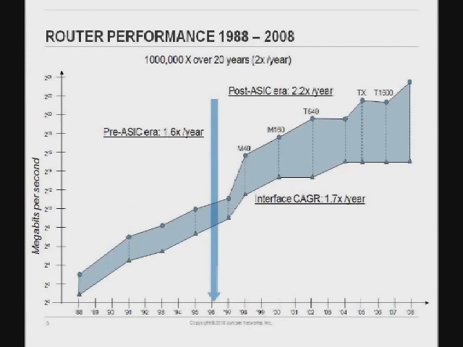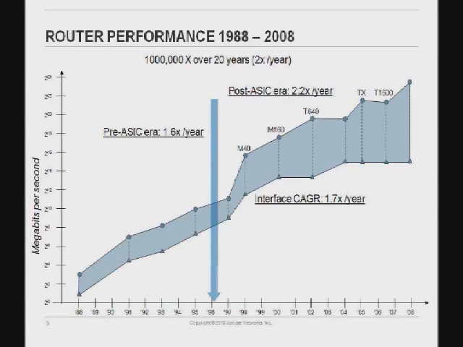And more relevant to this talk, we are showing the router performance improvement in the last 20 years. There are 2 phases in the development of the routers. One is before the middle to late 90s, before the ASICs were widely used in routers. The improvement of the routers was only 1.6 times a year. This is roughly consistent with what a computer system will give you, and that's not surprising because in those days, the routers were made from computer systems.